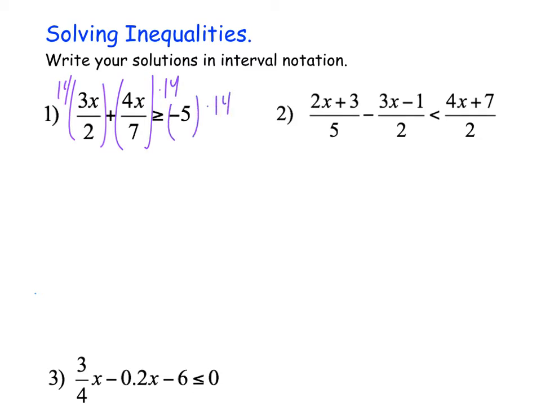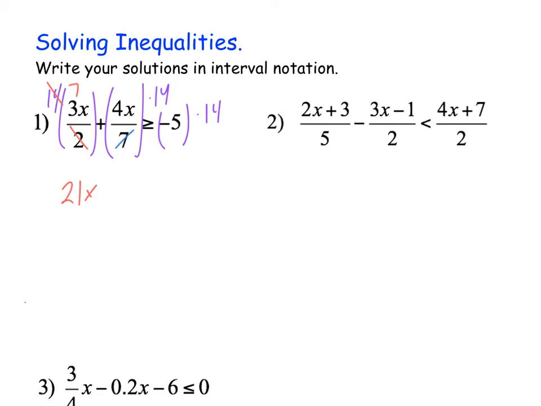So make sure it hits every term. Then as I look at this, the 14 and the 2 would reduce, and that would just leave me with a 7 that's going to multiply the 3x, and so that would give me 21x. And then on the next term, the 7 and the 14 would reduce. 14 divided by 7 is 2, so that's going to give me a 2 here to multiply by, so that would give me a positive 8x.